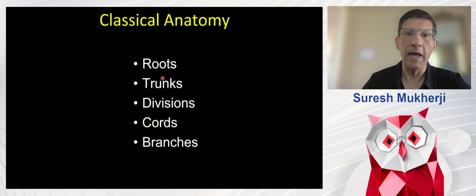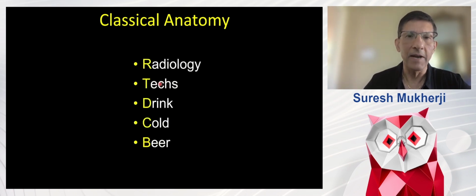Now, the one thing we all have in common is that we all went to medical school, and the common lexicon that we have is the anatomy. When we looked at the anatomy of the brachial plexus, it was divided into roots, trunks, divisions, cords, and branches. I always had a hard time remembering this, so what I always remember is that radiology techs drink cold beer. I don't want to offend anyone; if you want to change the B to beverages, that's completely fine. But in the United States, the people that I work with, our radiology techs drink cold beer. So this is the mnemonic for me for looking at the brachial plexus.